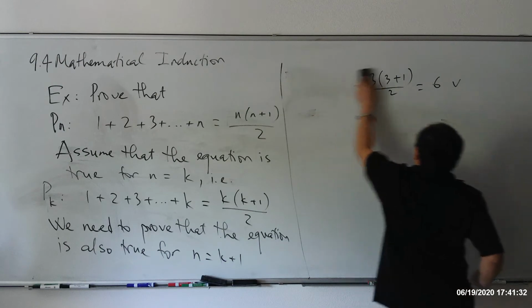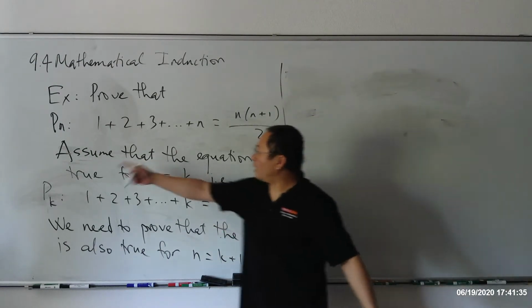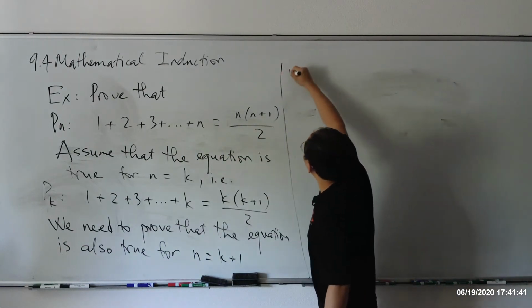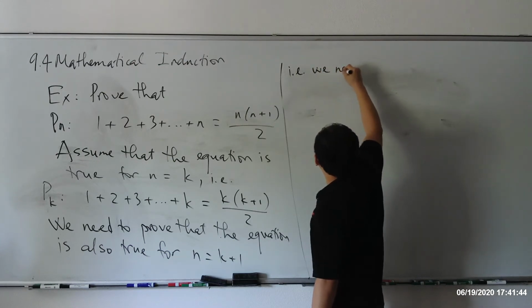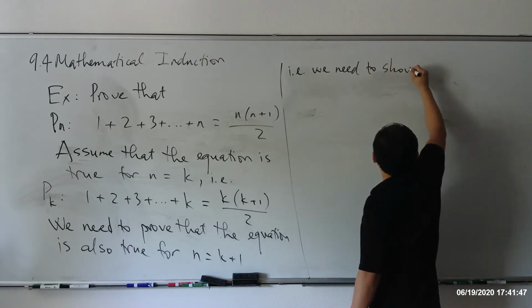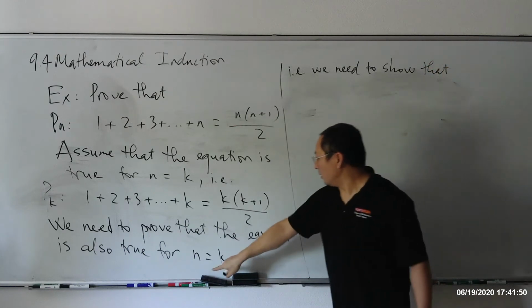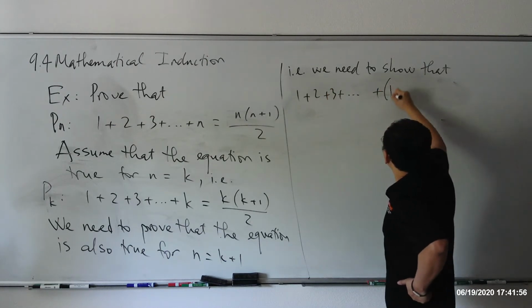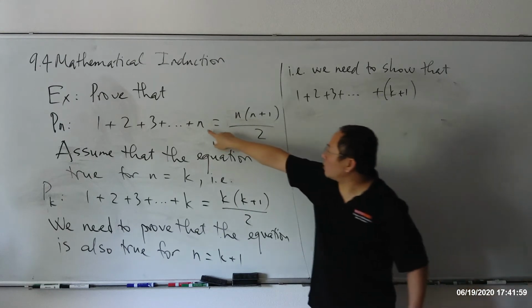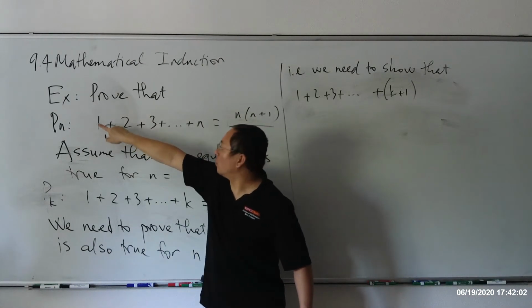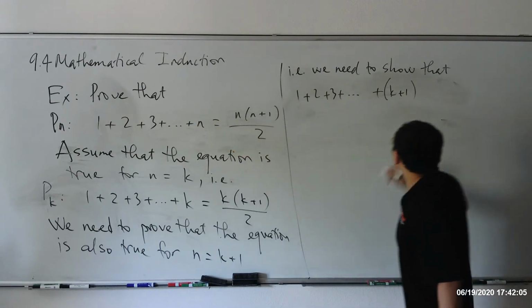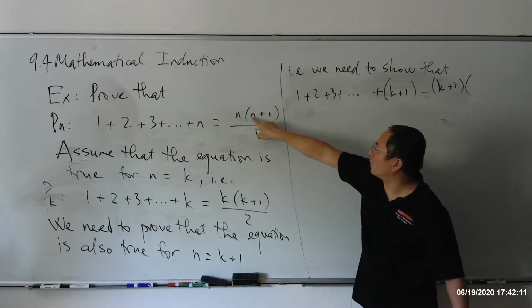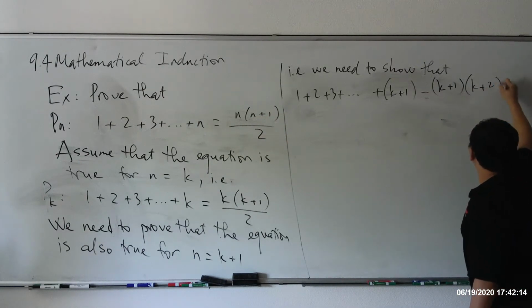So we are at the statement: if Pk is true, we try to prove that Pk plus 1 is also true. That means we need to show that Pk plus 1 means this: 1 plus 2 plus 3, all the way to k plus 1. Right? n equal to k plus 1 means the sum of the first k plus 1 terms, 1 plus 2 plus 3 all the way to k plus 1, equal to k plus 1 times, since n equals k plus 1, k plus 2 over 2.